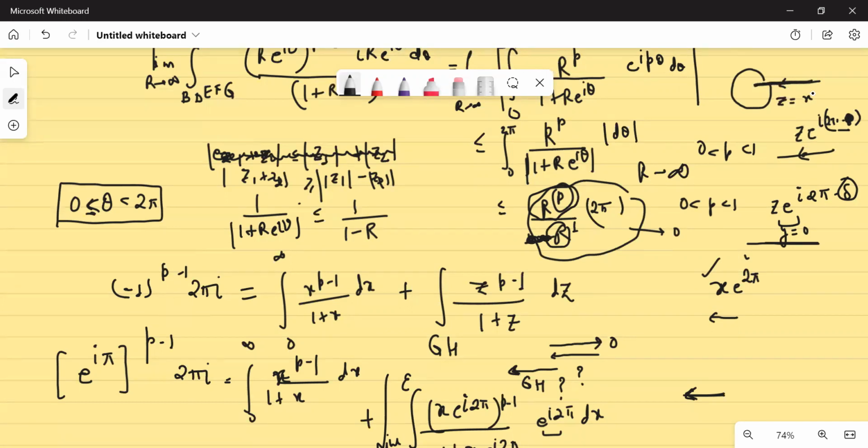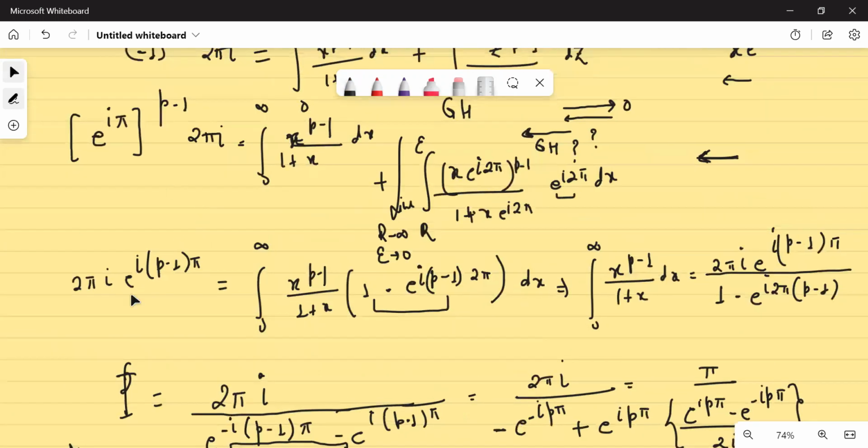Is that clear? So what I have done on the left hand side, we've already evaluated yesterday. If you see the working that we did yesterday, this was what we got on the left hand side. On the right hand side, we were interested in finding the integral over GH. So it will be limit epsilon tends to 0 and r tends to infinity, integral r to epsilon, and instead of z you can write x e to the power iota 2 pi upon 1 plus z. Instead of z, you can write x into e to the power iota 2 pi. And instead of dz, you can write e to the power iota 2 pi dx.